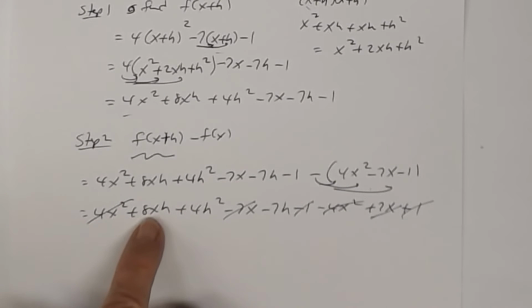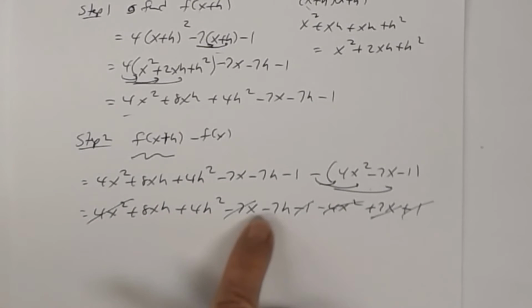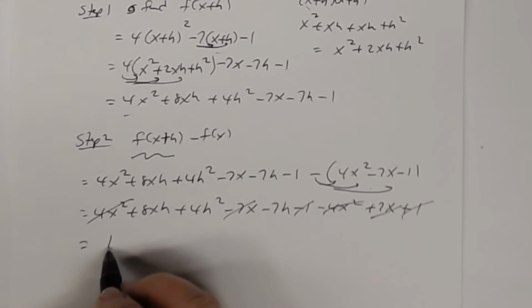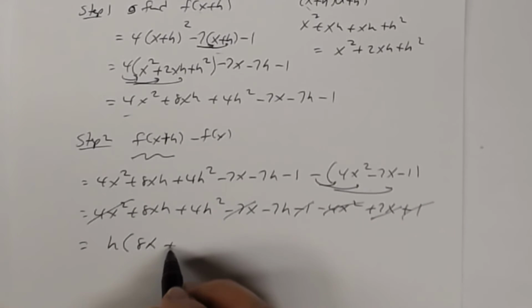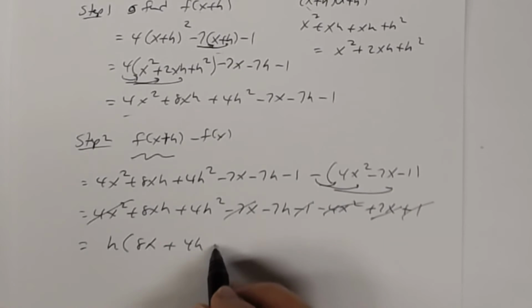What's left, notice these three terms. 1, 2, 3. They all have a factor of h. So let's go ahead and factor it out. So I'm going to rewrite it as h times 8x, right? So you factor out an h. Plus h times 4h is 4h squared, and then minus 7. All right, so that's step 2.